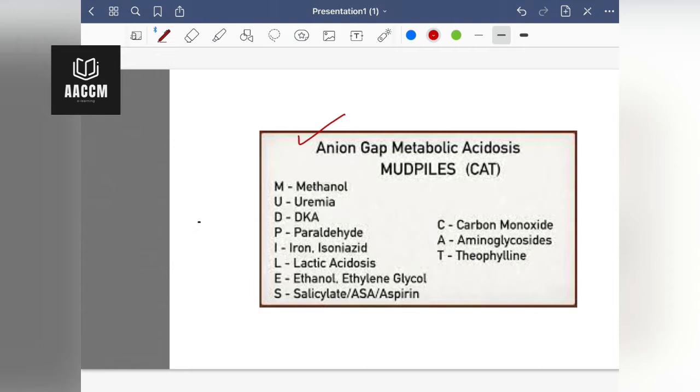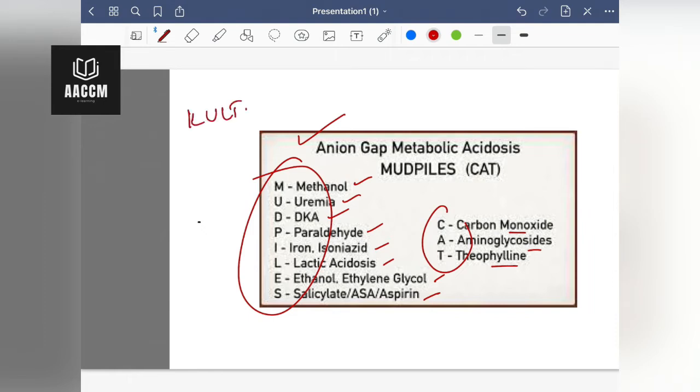For a high anion gap metabolic acidosis, the mnemonic can be remembered as CAT MUD PILES, which stands for carbon monoxide, aminoglycosides, theophylline, methanol poisoning, uremia, diabetic ketoacidosis, paraldehyde, isoniazid, lactic acidosis, ethanol, salicylates. There is another mnemonic to remember this, which is KULT, which stands for ketoacidosis, uremia, lactic acidosis, and toxins.